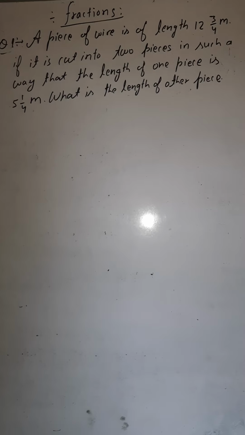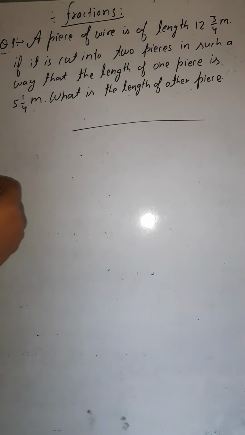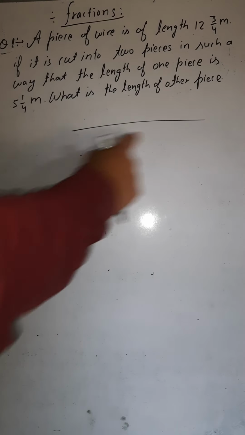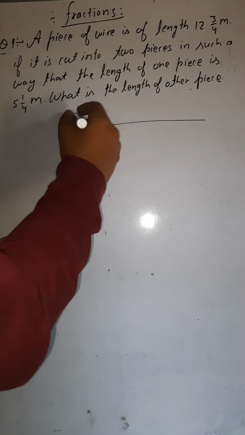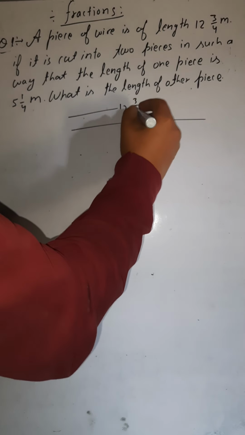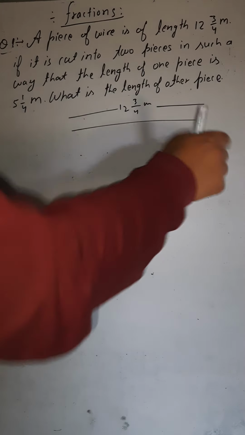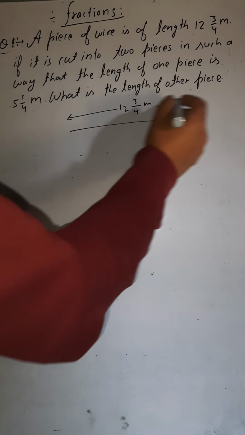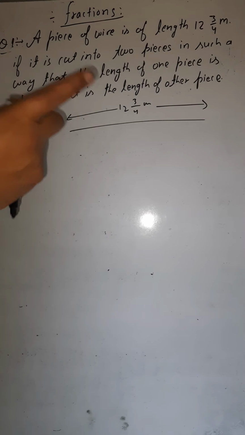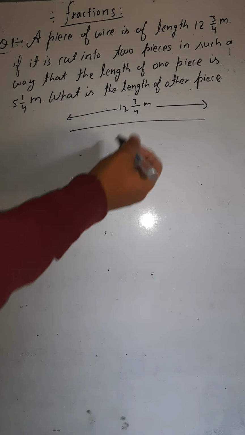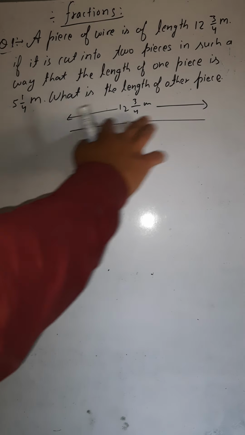You have a piece of wire. Let's say this is the wire, and the complete length of this wire has been given as 12 whole 3 by 4 meter. This is the length of this one wire. Are you getting this? Now we are cutting this wire into two pieces. Let's say I have cut it from here. Now I have two pieces of wire.